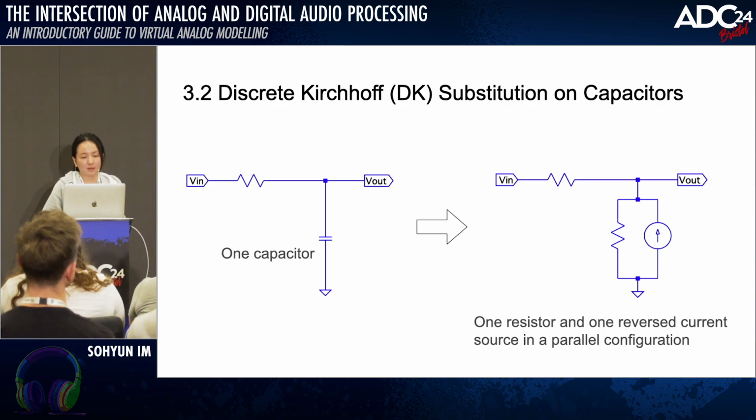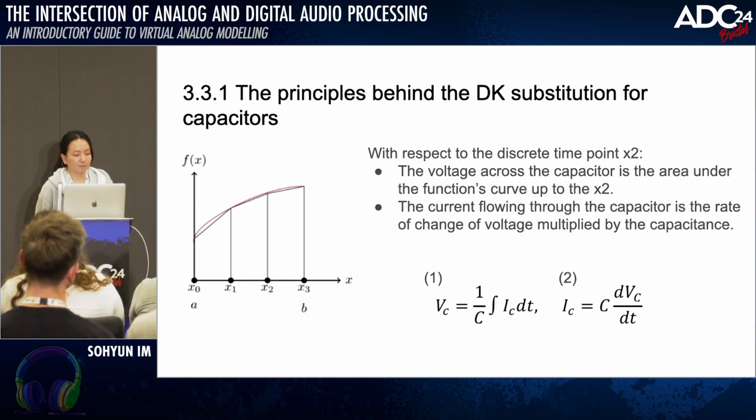So let's see how we could substitute like this, and what values we could assign for the resistor and the current source, because we don't know yet what the value of the resistor is and what the value of the reverse current source is. So here are the principles behind the decay substitution for capacitors.